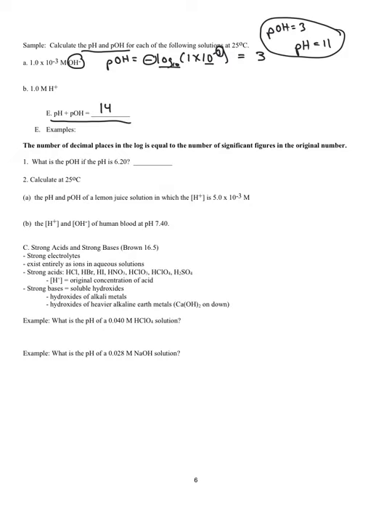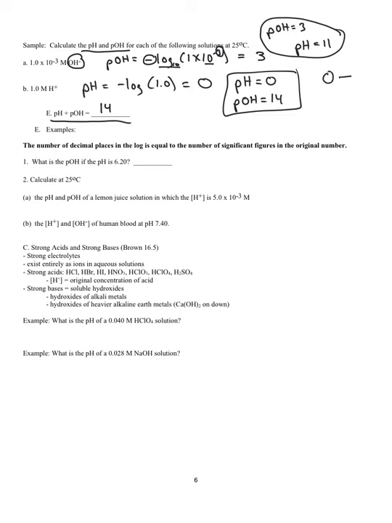All right, go ahead now, pause the lecture, and give it a try for letter B. The negative log of 1 is 0, so the pH is 0, and the pOH then is 14 because the two of them have to add to 14. Remember I said the pH scale is typically 0 to 14, so 0 is very acidic. It is possible to have pHs even less than 0.